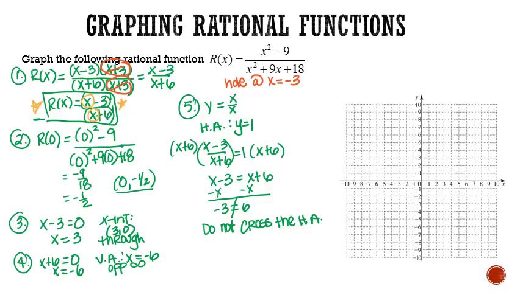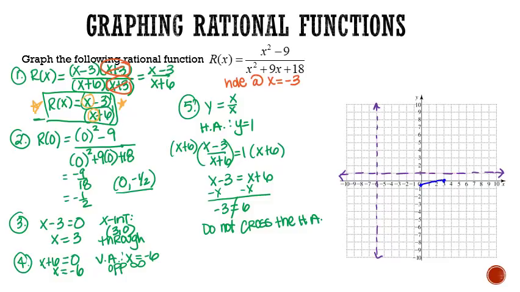Now I can put this all together. To do that, the first thing I do is graph the horizontal and vertical asymptotes. So we have a vertical asymptote at x equals -6, and then one at y equals 1. Now I graph my points. So I have a y-intercept at -1/2 and an x-intercept at 3.